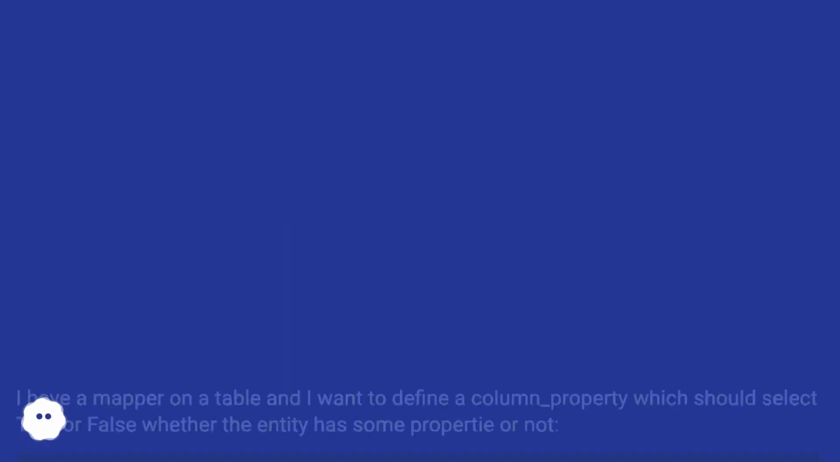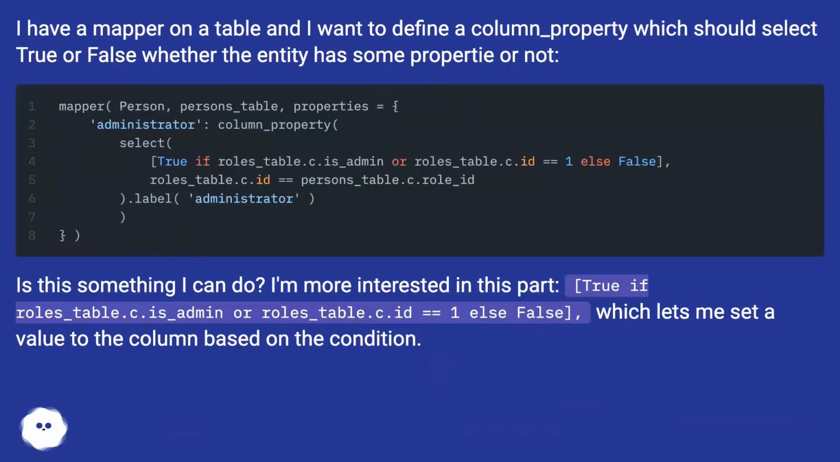SQLAlchemy select condition. I have a mapper on a table and I want to define a column_property which should select true or false whether the entity has some property or not. Is this something I can do?